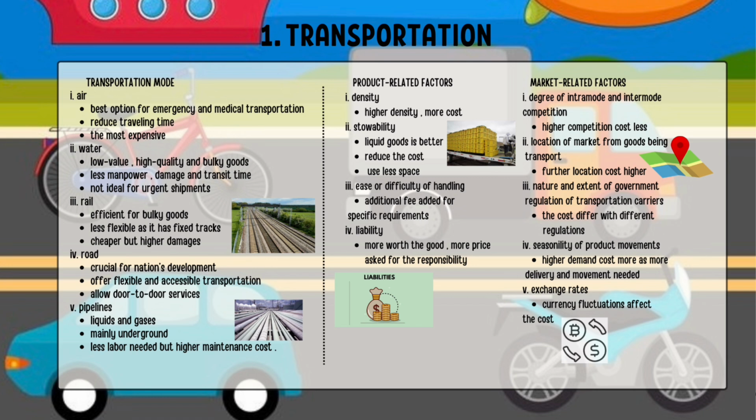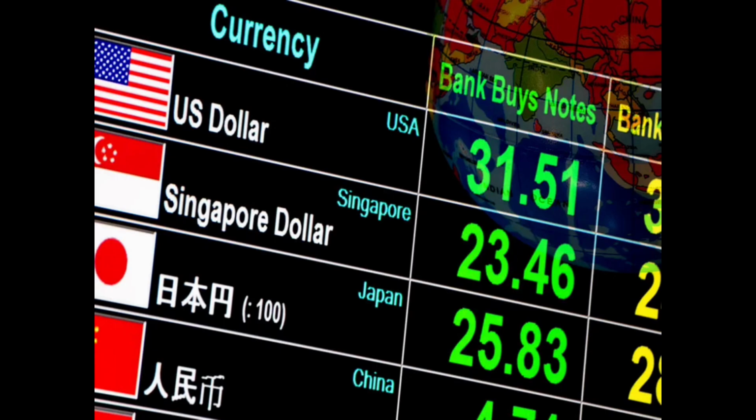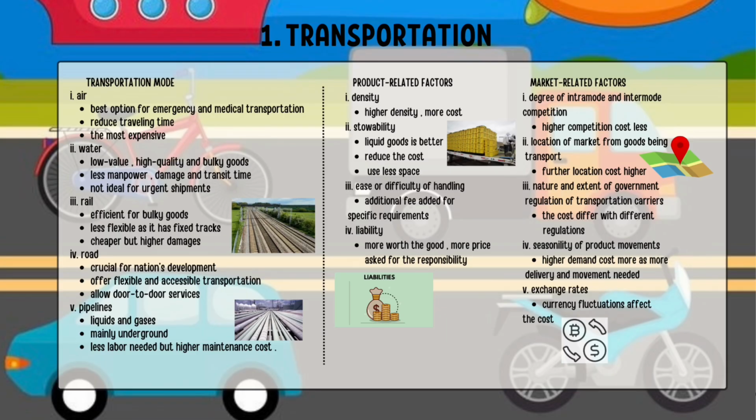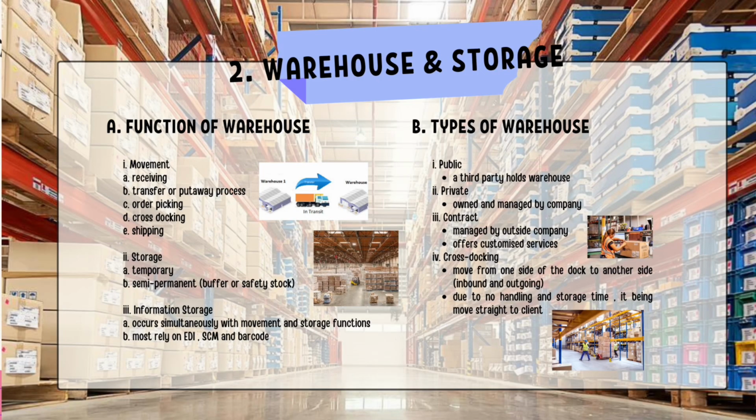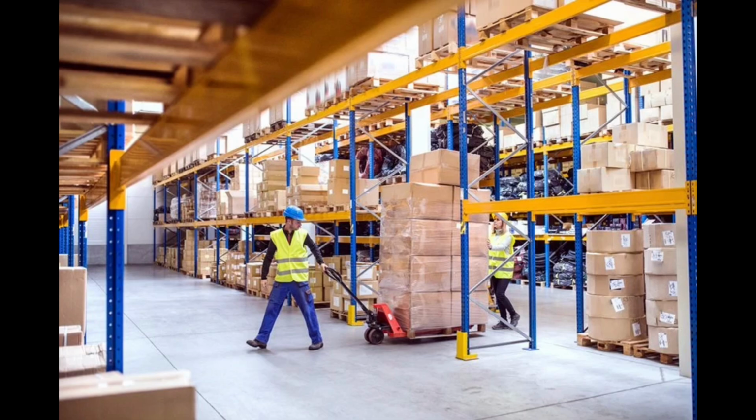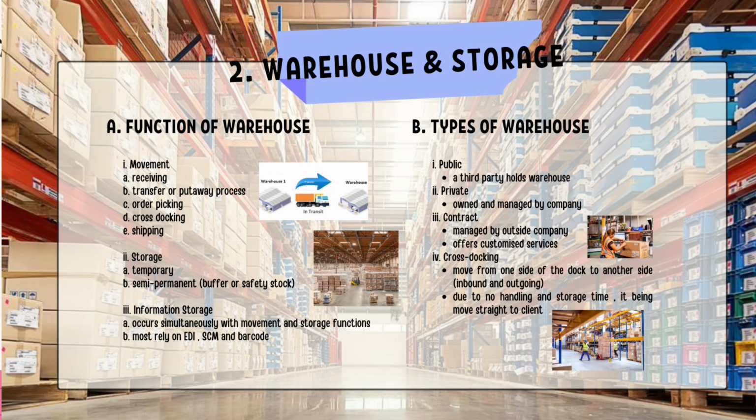The fourth one is seasonality of product movements. Higher demand will cost more as more delivery and movement needed. And the fifth one is exchange rates. Currency fluctuation will affect the cost of the goods. The second element is warehouse and storage. There are three functions of warehouse.